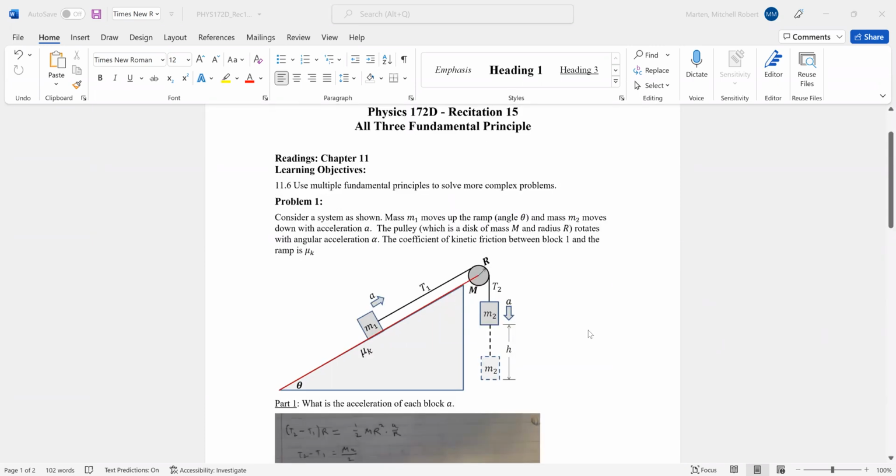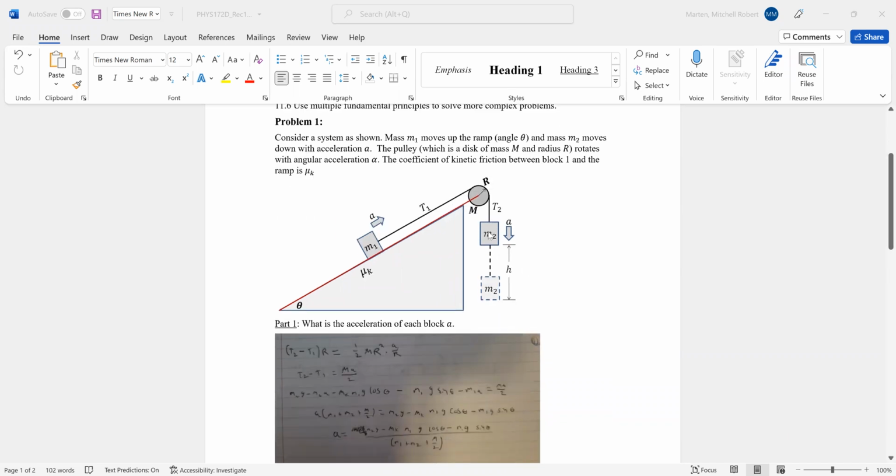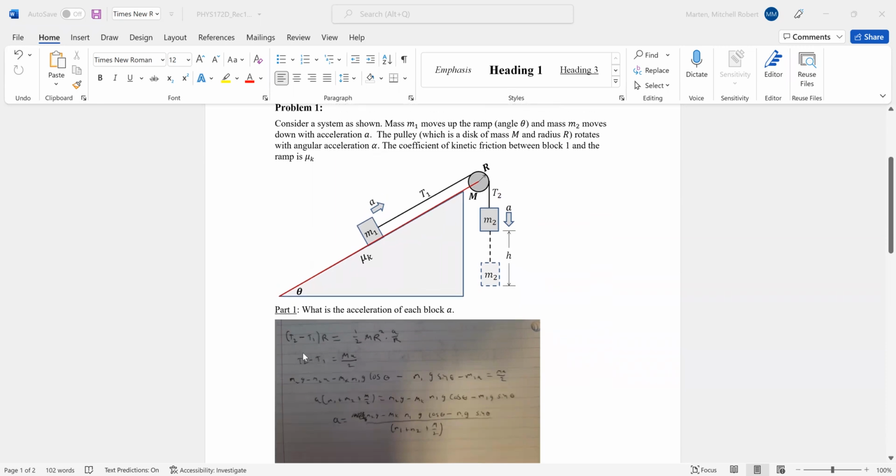So the problem was about this system right here, where you have two blocks of different masses attached by a rope over a pulley, and then one's on an inclined plane and one is free to fall down to the ground. And then we're given these different variables and then asked to solve for these different variables. And so with part one, it's asking us what is the acceleration of each block, A.